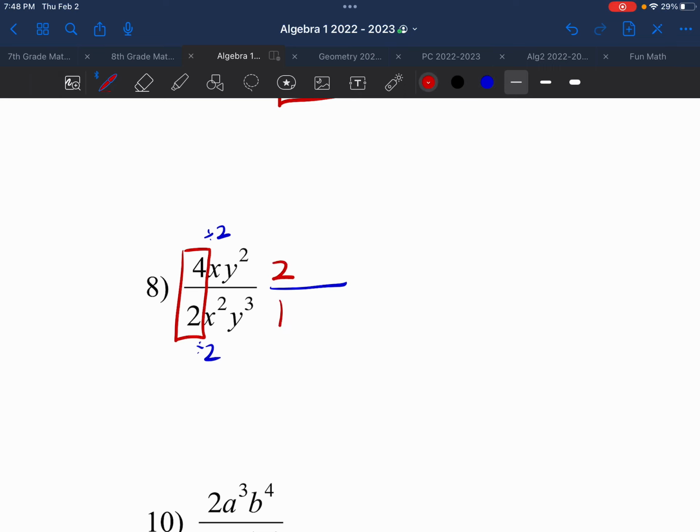I'll leave the 1 for now. I'll simplify it in the next step. What about the x's? Well, I don't see any power here. So when we don't see a power, we assume the power is 1. Now, compare. Which power is bigger for the x's, the 2 or the 1?